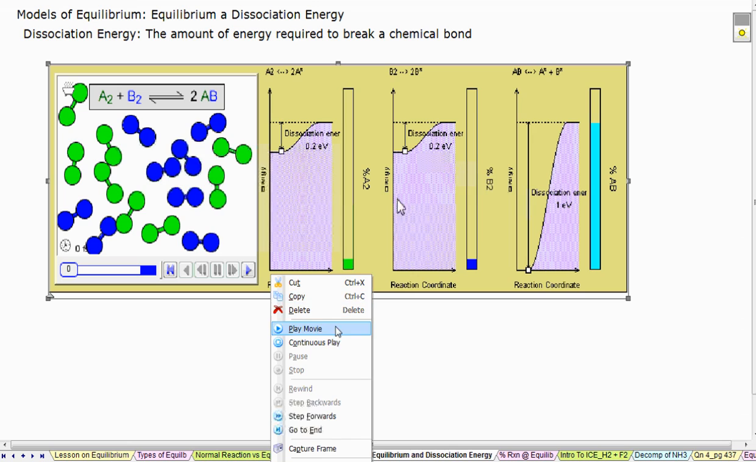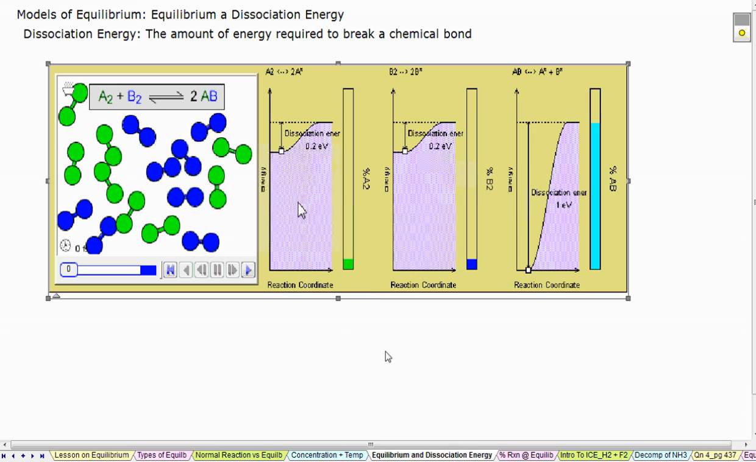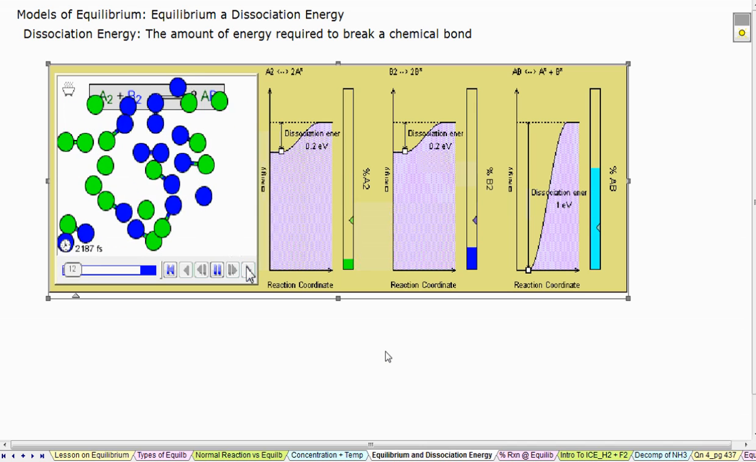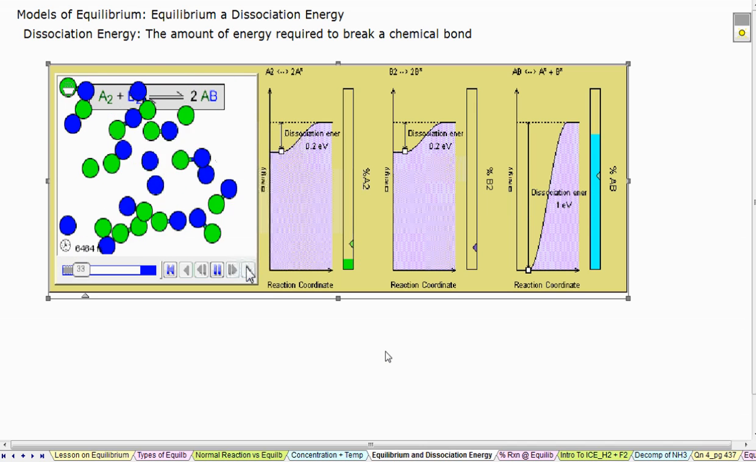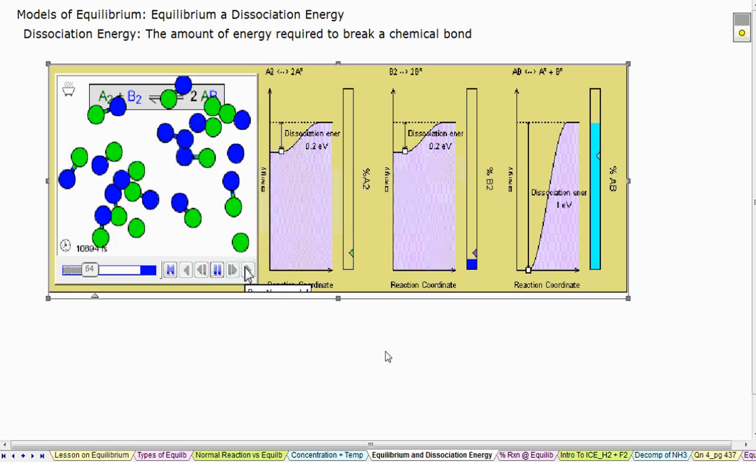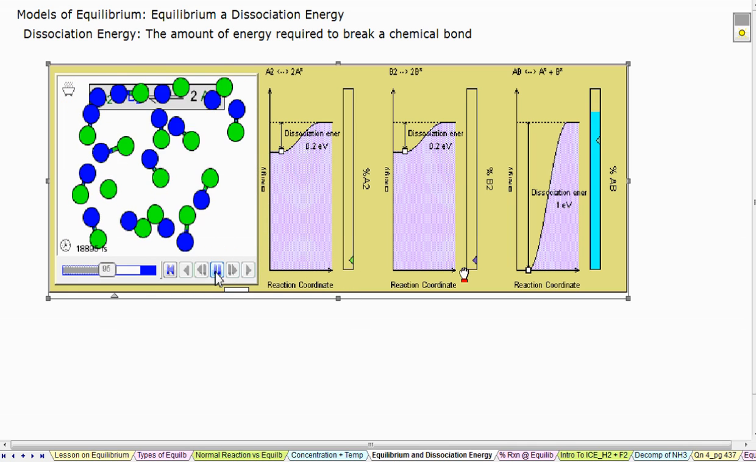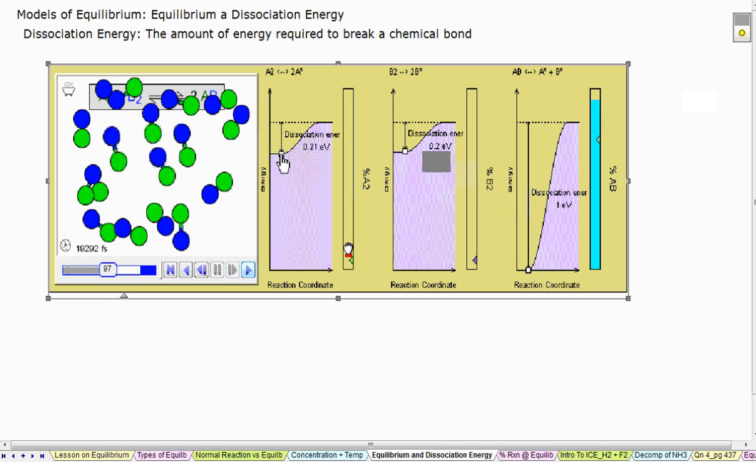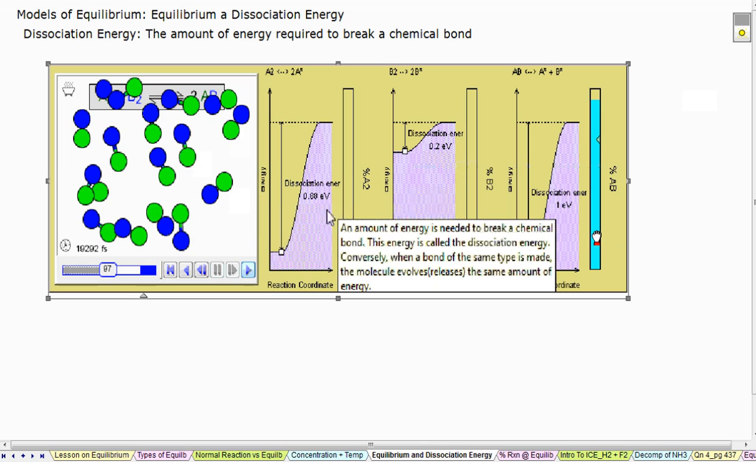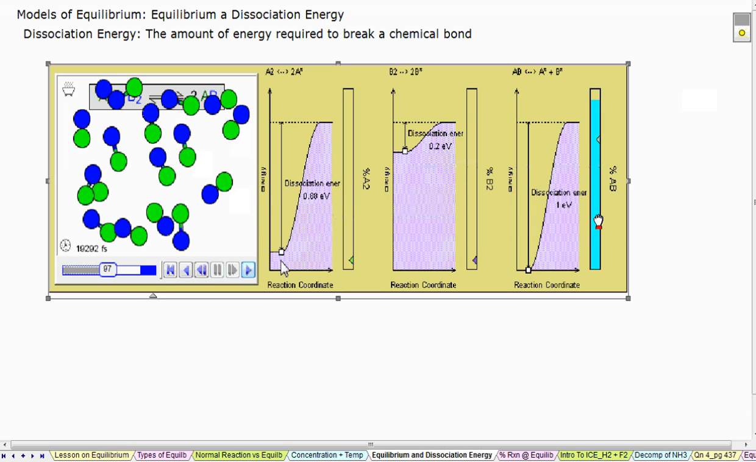So let's take a look and see what happens here. So initially I've got the bond energy of my reactants to be quite weak compared to the bond energy of my product, and we can see from the potential energy and percentage graphs here that the percentage is 0% for the reactants and nearly 100% for the product.